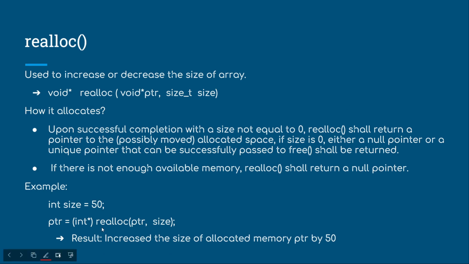And one example: we want to increase the size by 50, and then the pointer will be declared as int asterisk. We have typecasted it because it is a void type of pointer, and then realloc ptr, that means the earlier declared pointer or memory, and then the size. So the result will be an increased size of that allocated memory by 50 spaces. We'll look into this when we write some code in our hands-on practice tutorial.